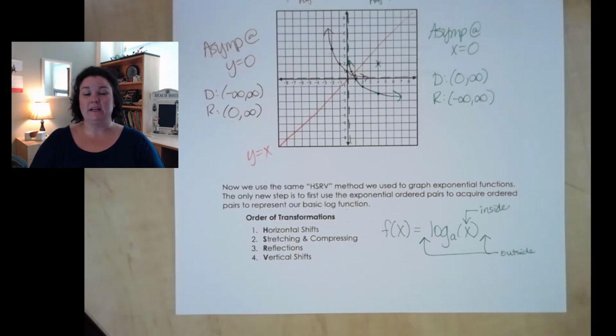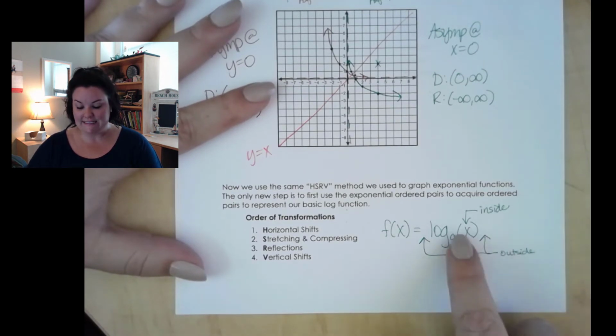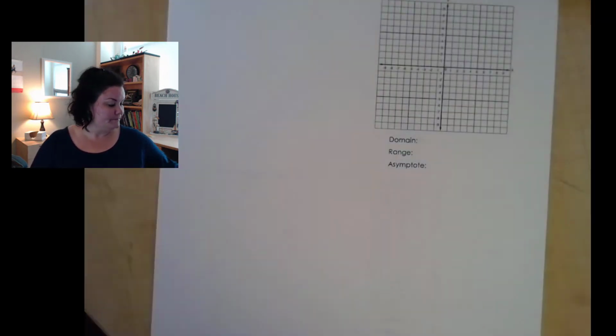Okay, so looking at location is everything, right? So if it's outside of the parentheses, then we know it's outside the log and affects the y. If it's inside, then we know it affects the x. Okay, so let's go ahead and look at one.